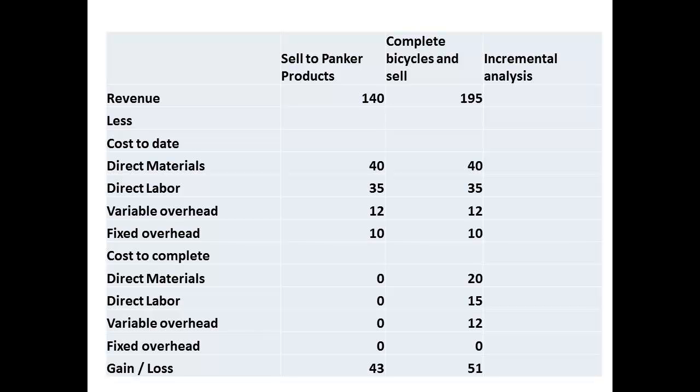The additional cost of completion will incur a further $47 of costs per bicycle. This is comprised of direct labour, direct materials and variable overhead. Our incremental analysis shows that there will be a gain of $8 per bicycle if Zebedee complete and sell the bicycles themselves. Completion of the bicycles should be the decision taken.